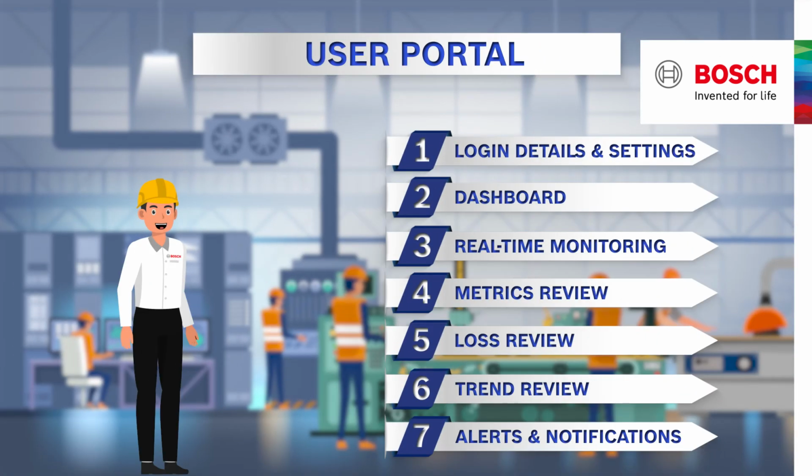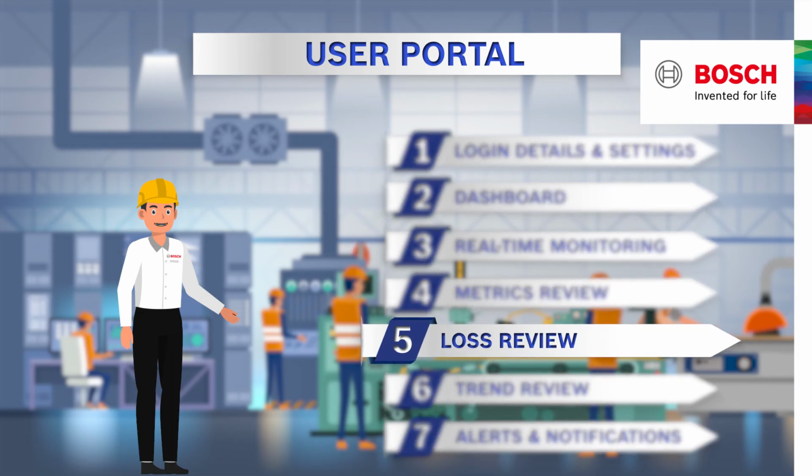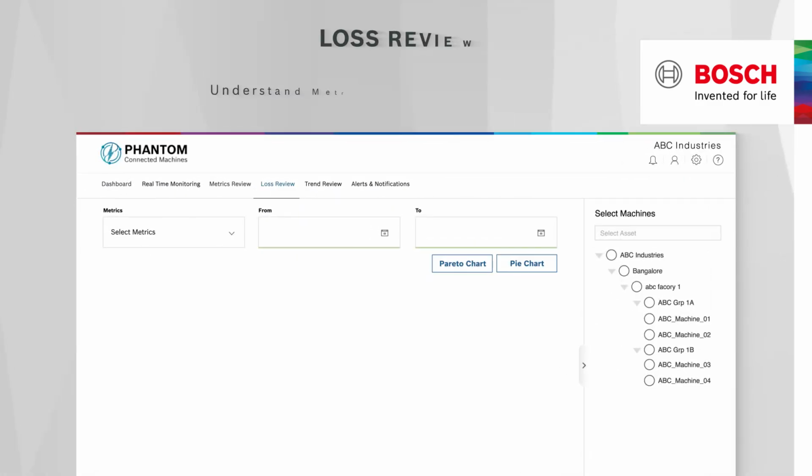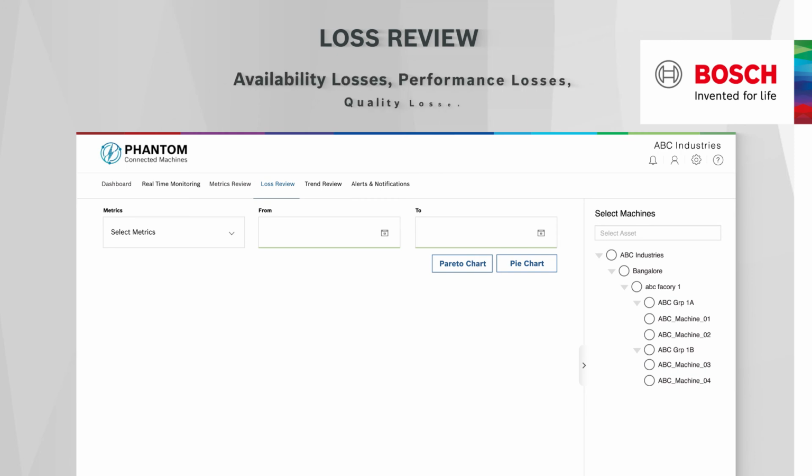You've now learned everything about metrics review. Moving on to loss review. Loss review will help to understand metric losses and their contribution. This feature will show 3 metric losses in Pareto and pie charts: availability losses, performance losses, and quality losses.